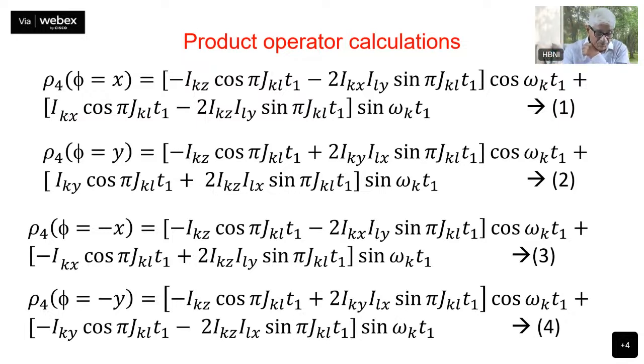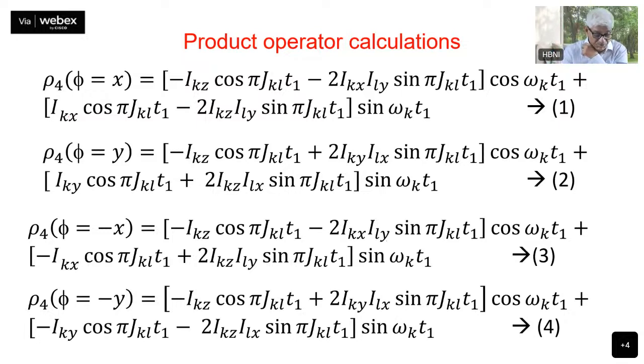Now if rho 4 for phi equal to minus x, essentially it will be similar to this but with small changes in the sign. That will be minus IKZ cosine pi JKL t1 as here, and minus 2 IKX ILY as here, sin pi JKL t1 cosine omega K t1. And this part will be minus IKX cosine pi JKL t1 plus 2 IKZ ILY, because I changed the phase of the pulse, plus 2 IKZ ILY sin pi JKL t1 sin omega K t1.